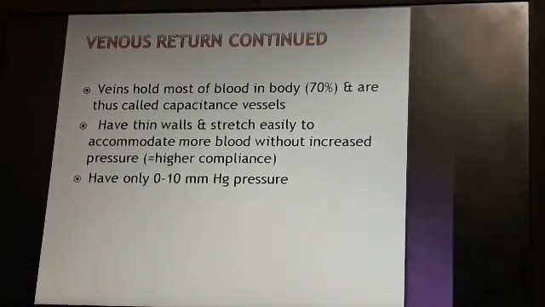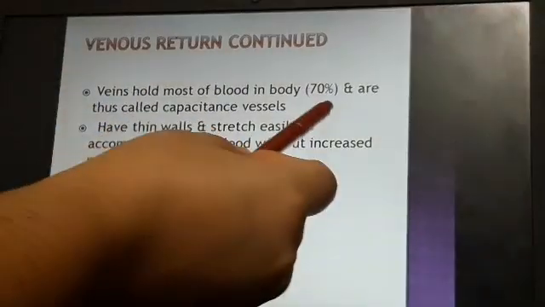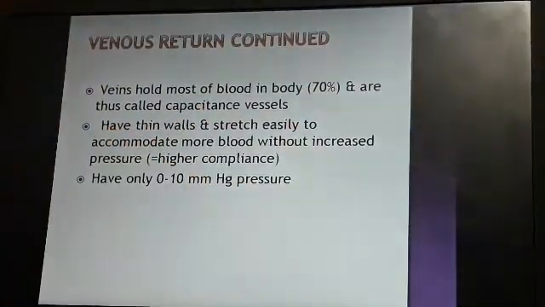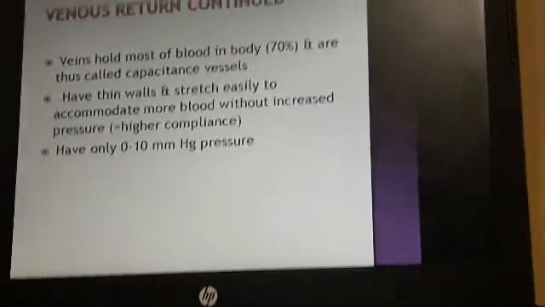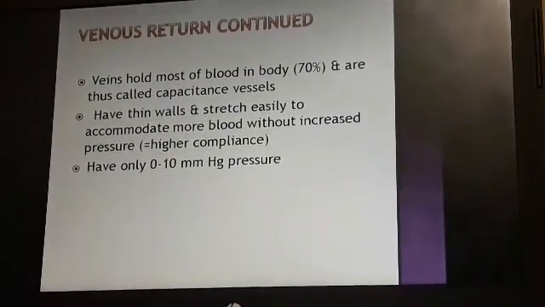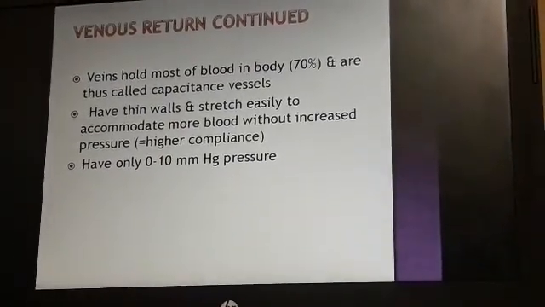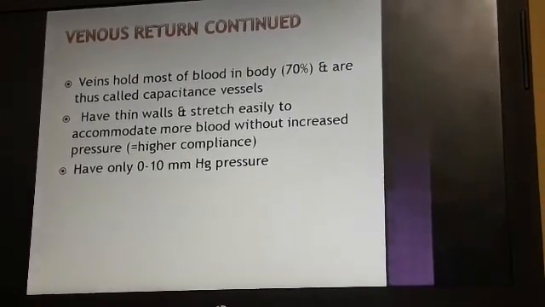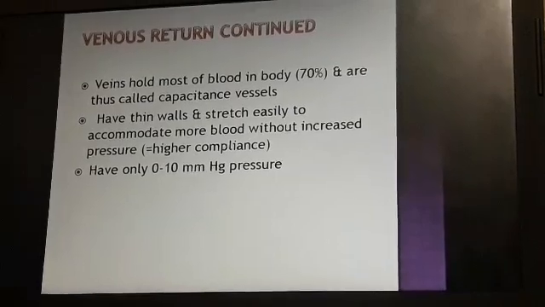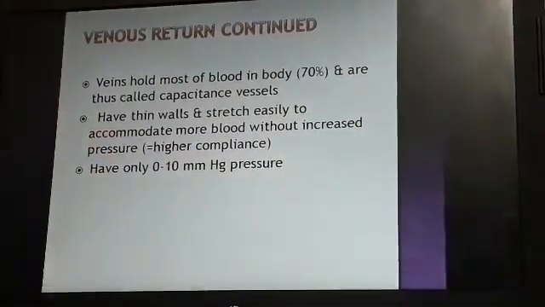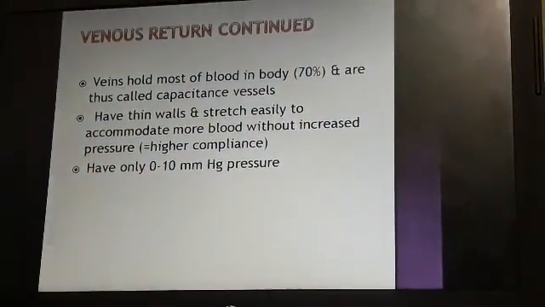Veins hold most of the blood of the body, that is 70%, and are thus called capacitance vessels. Because they have thin walls, they can stretch easily and therefore they can accommodate more blood. Therefore, the thing which can stretch easily and can accommodate more blood will have a higher compliance, and they have only 10 mmHg pressure maximum.